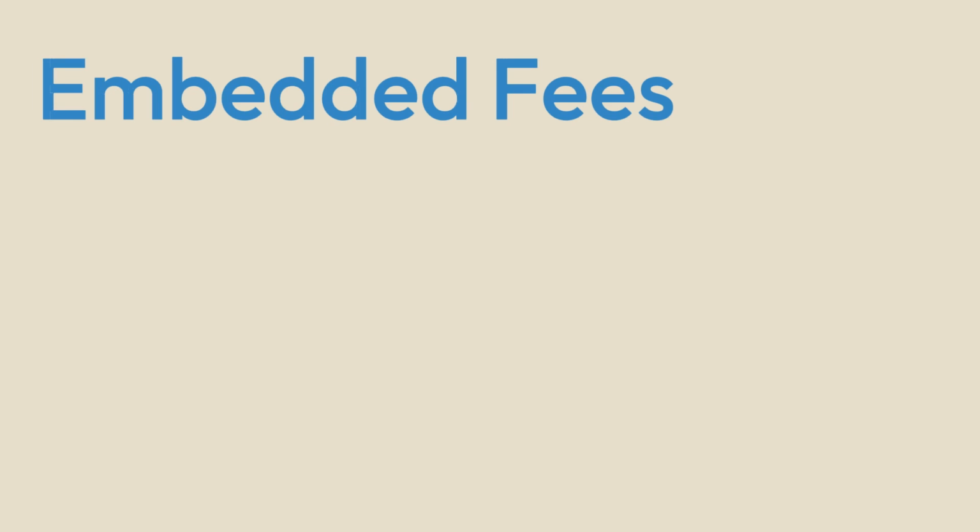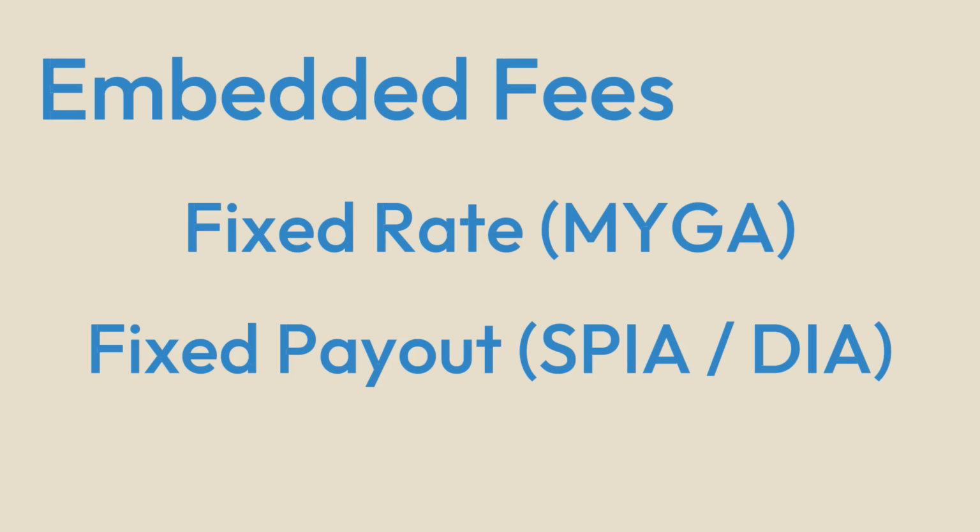So let me first start with the embedded fees. When we're talking about embedded fees, we're typically talking about fixed annuities. That could be a fixed rate or a fixed dollar amount payout. But the point is, the fees are embedded. You won't see some label that says you're being charged 0.5%, 1%, or whatever. You're just going to see the terms of the annuity contract.